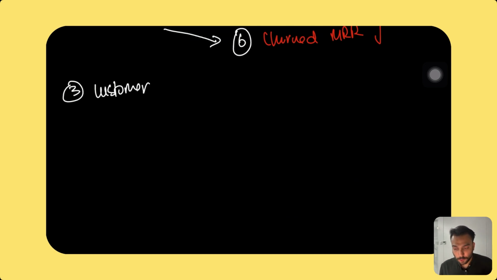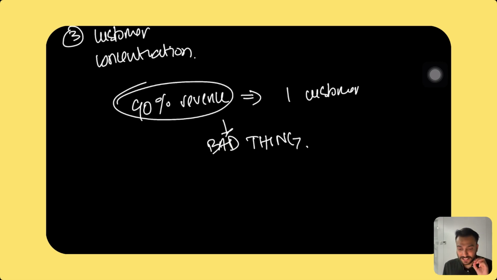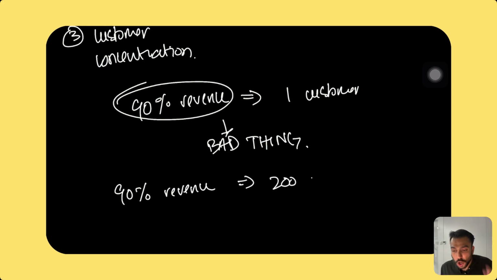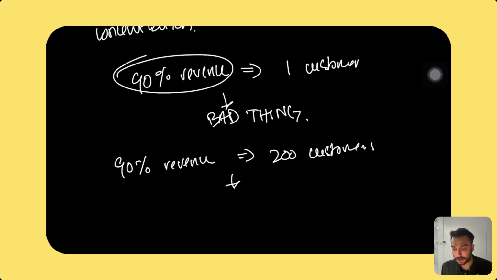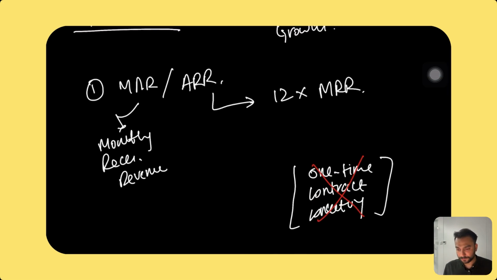Then finally, we're going to look into customer concentration, which basically is my revenue coming from big contracts versus multiple small contracts. For example, if my revenue is 90% concentrated in one customer, that's not a good thing. But if 90% of my revenue is coming from 200 or a lot of customers, then again, it's not really a good thing because I have to acquire a lot of customers to get to that level of revenue. So customer concentration gives me a good picture of my concentration of revenue within my customers.